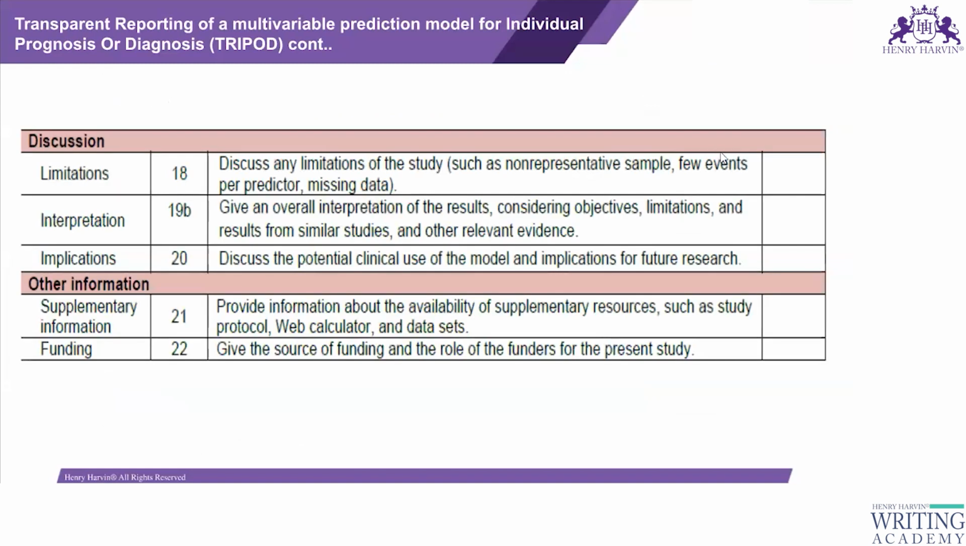Then after that, in the discussion part, you have to write about the limitations, interpretation, and the future implications of the study. And then any additional information, that also you have to include. So this is how you will report the diagnostic or prognostic studies which are done.